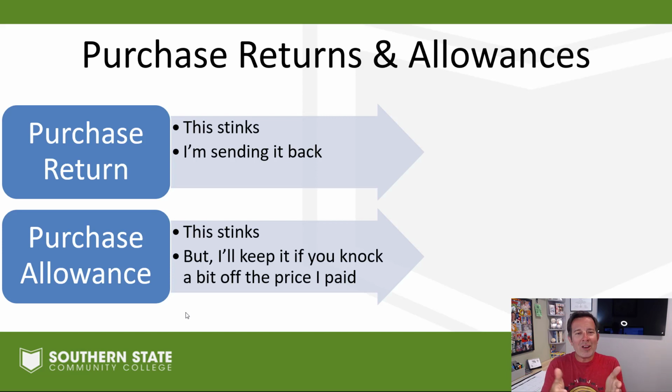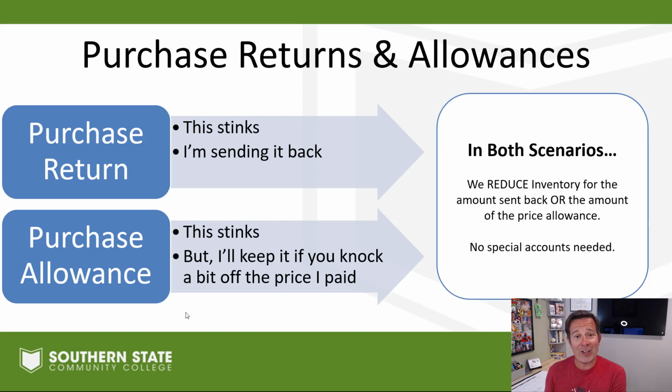Maybe a little bit rare in consumer life, but not so much rare in business, you can get a purchase allowance. You say, well, this inventory stinks, but I'll keep it if you give me a price break. Not really what I ordered. There was some damage, there were some defects, but I'll keep it if you give me 10% off. So those are the two things that can happen. You need to know how to account for it.